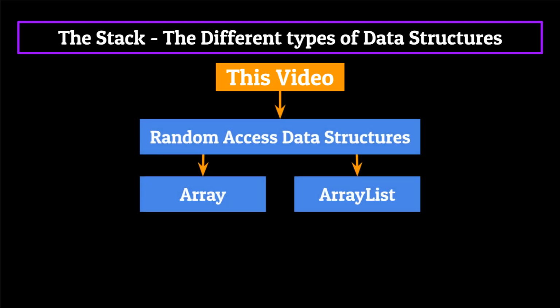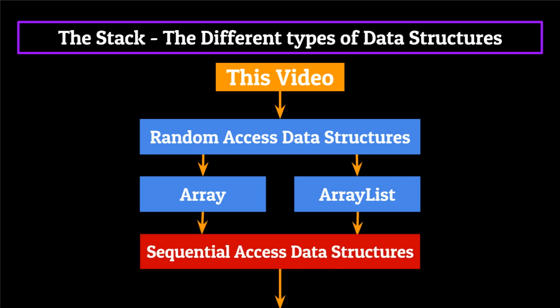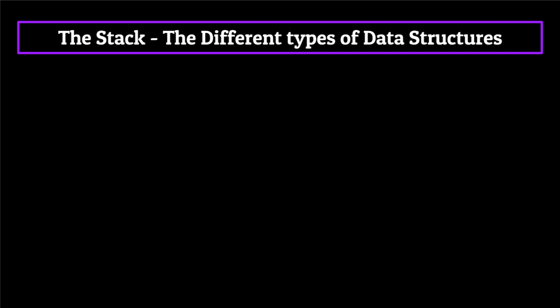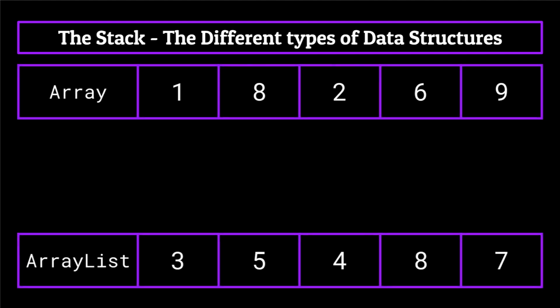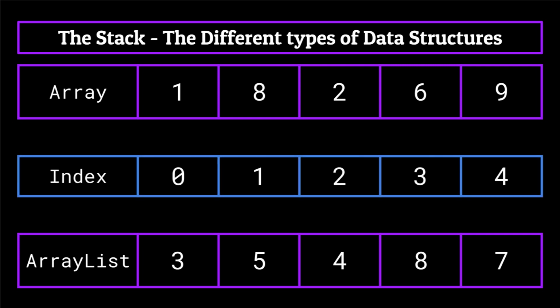arrays and array lists, and diving into sequential access data structures. What's the difference? Well, if you remember back to our discussion on arrays and array lists, we were able to access any element within the data structure by calling upon its index location. This would then result in the computer instantaneously returning the value at that location.